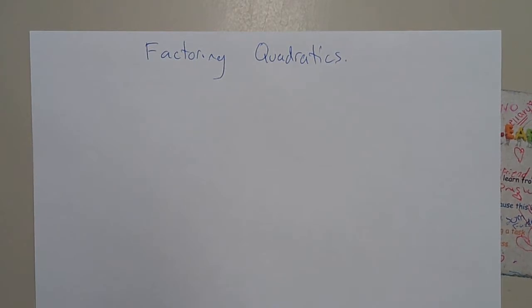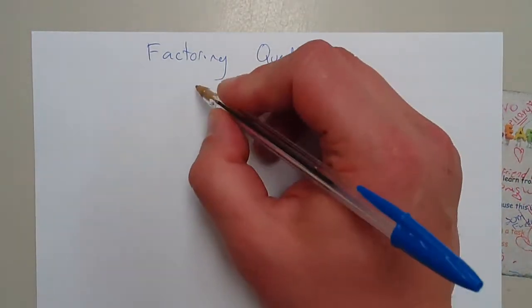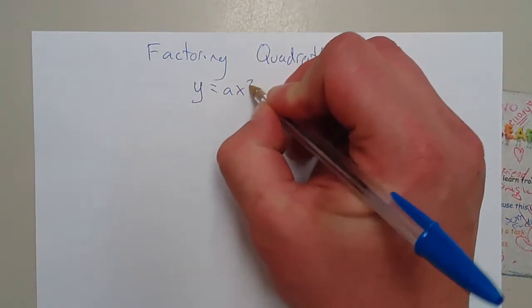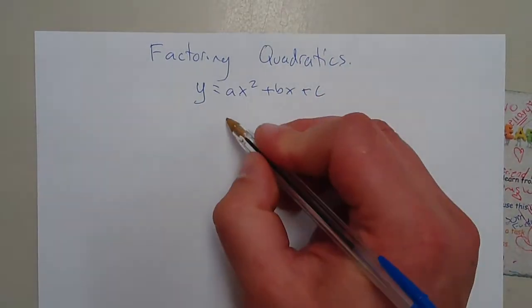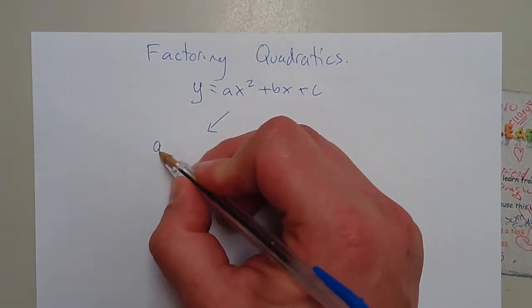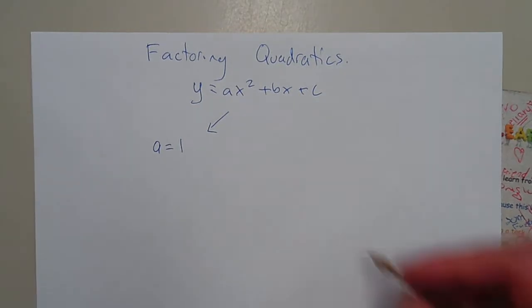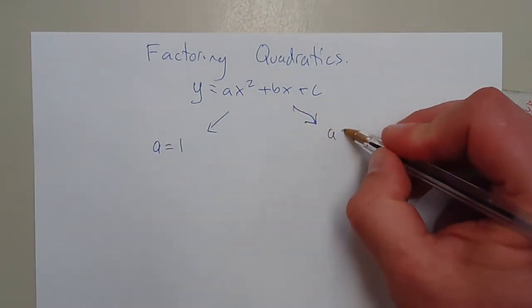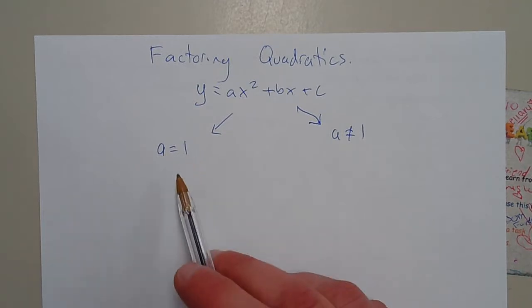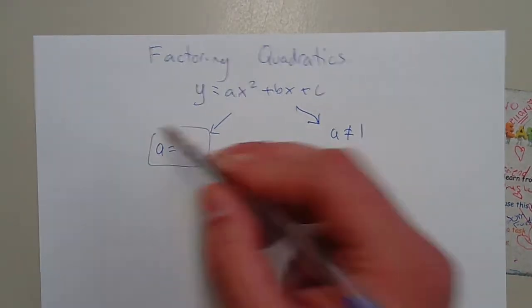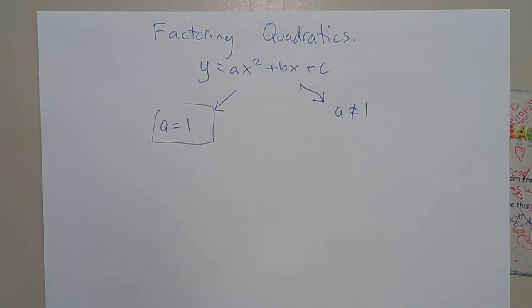So basically what you're looking for is one of two things. When we're talking quadratics, we're talking our y equals ax squared plus bx plus c. So the first thing you're going to look for is: is a equal to 1? Or is a not equal to 1? Now, a equals 1 is the easiest scenario. When a equals 1, the steps are actually very simple.